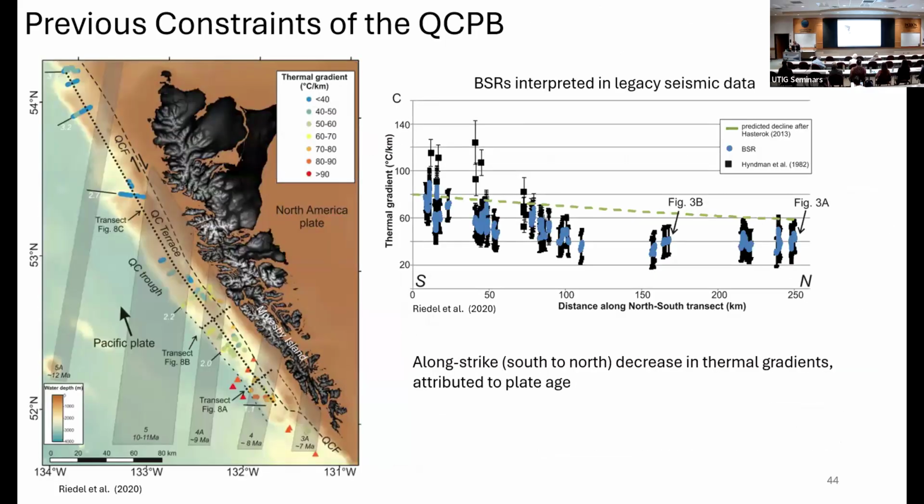There has also been a study using BSRs in legacy seismic data along the plate boundary. This is from 2020. They examined paper records and some data from the Canadian seismic database. All of these colored dots represent BSRs that were interpreted intermittently along the Queen Charlotte Terrace. Their biggest takeaway was a very small along-strike decrease moving from south to north, which they attributed to the age of the Pacific plate, suggesting that the age of the Pacific crust was maybe the primary control on the temperature of the plate boundary structure, which therefore would influence seismogenesis and plate boundary deformation.